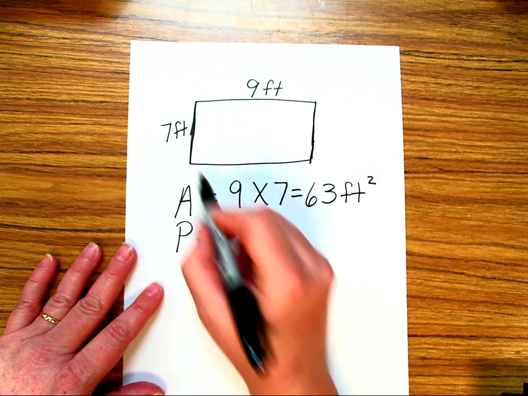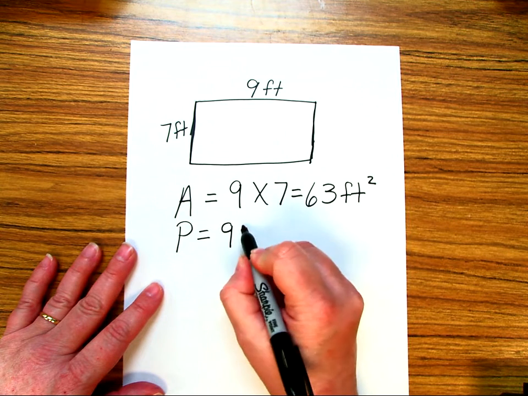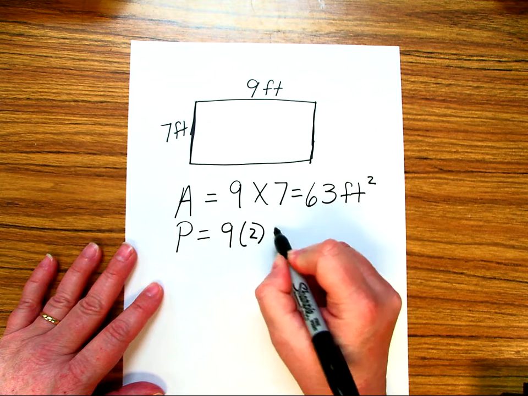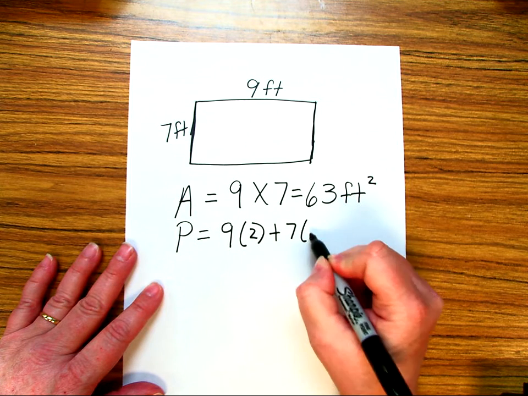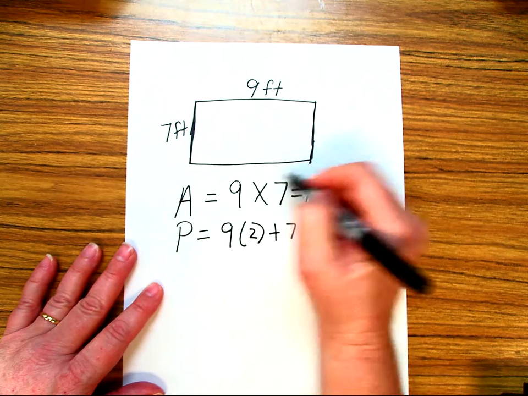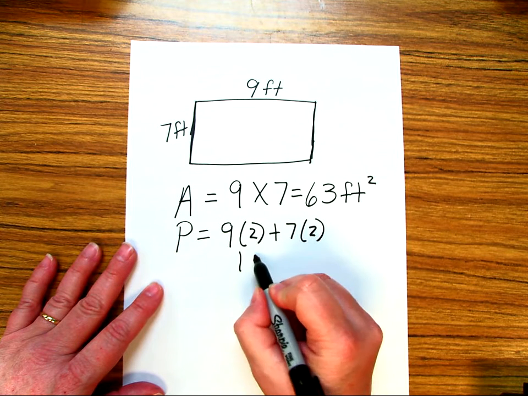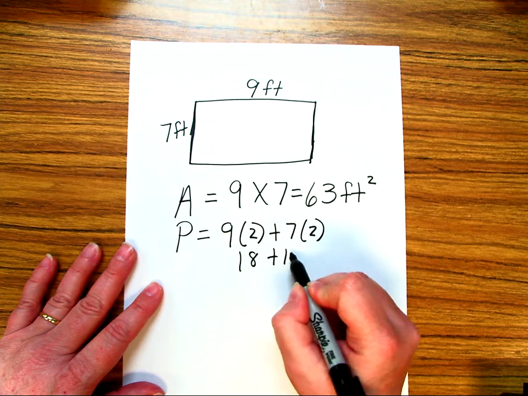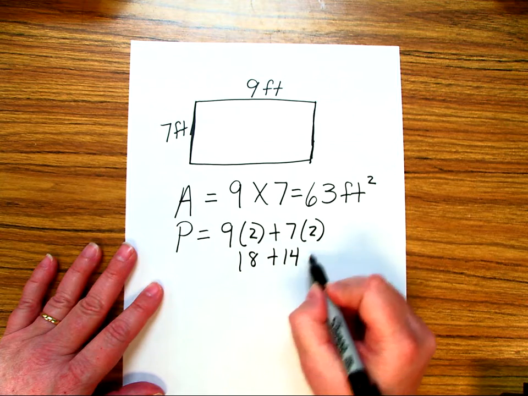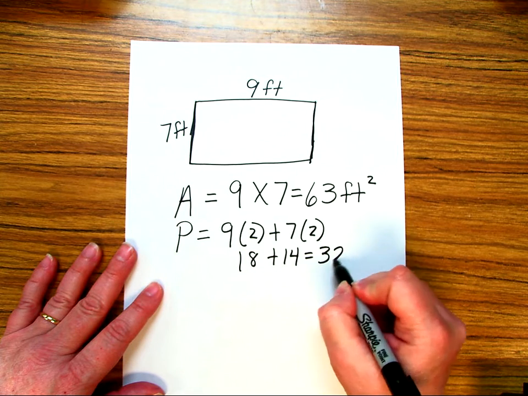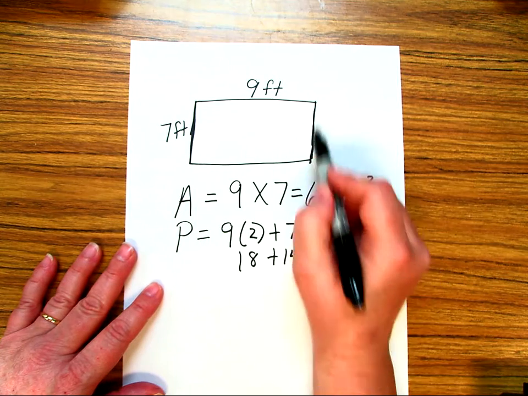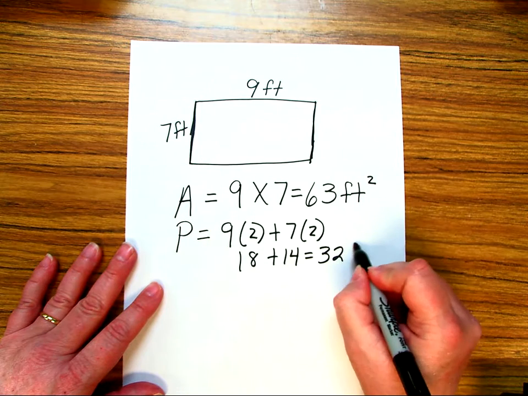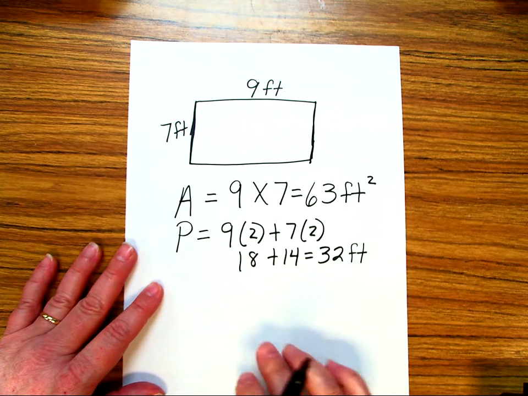Perimeter, we would do 9 times 2 plus 7 times 2, because we're talking about the distance around the outside. That would be 18 plus 14, and that would equal 32. Now, because we're just talking about the distance around the outside of the shape, it would be 32 feet.